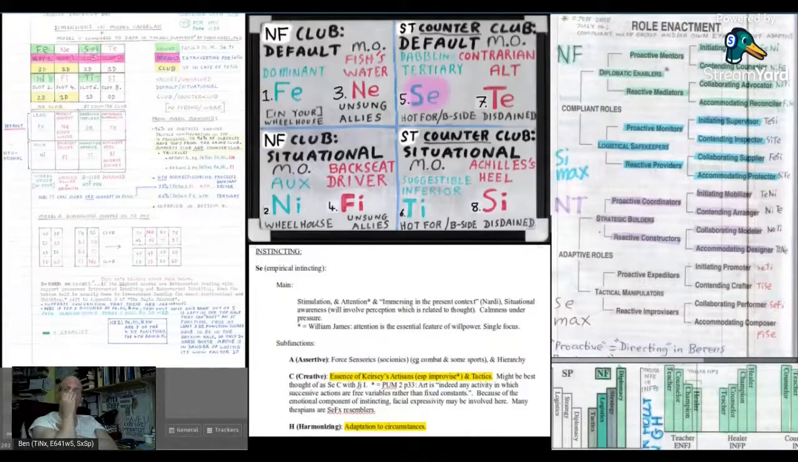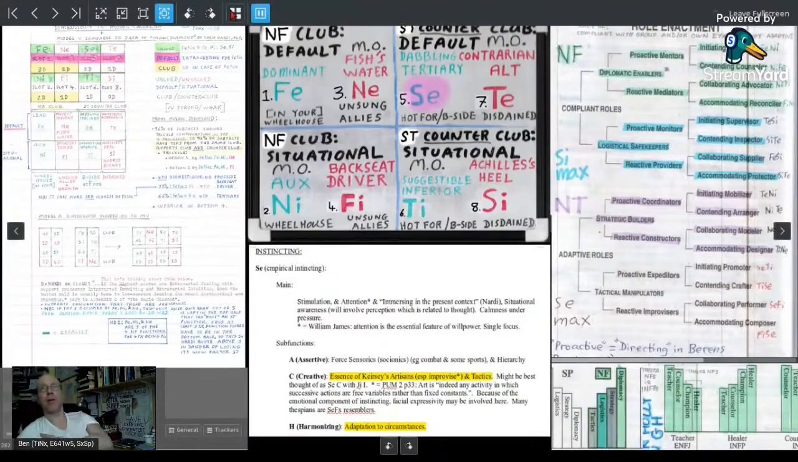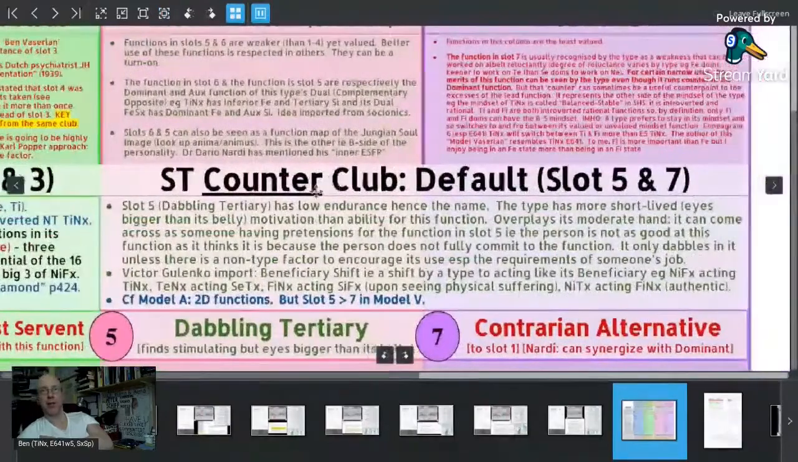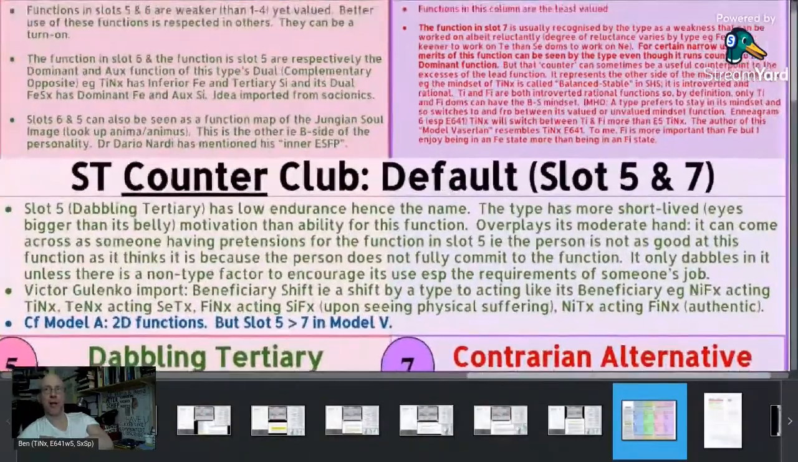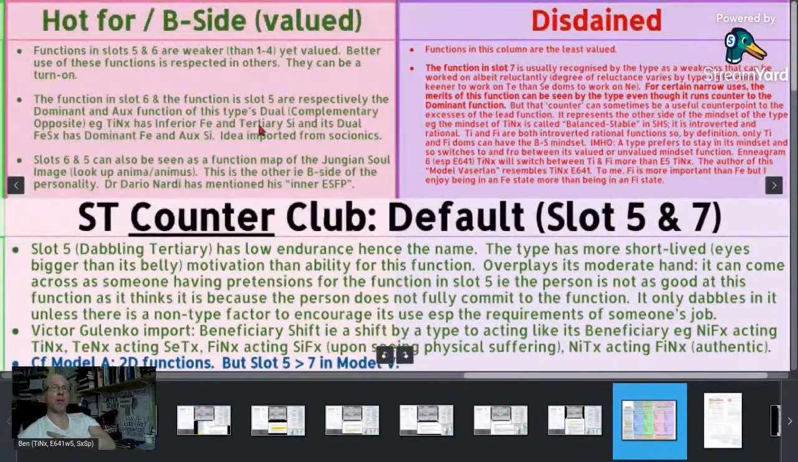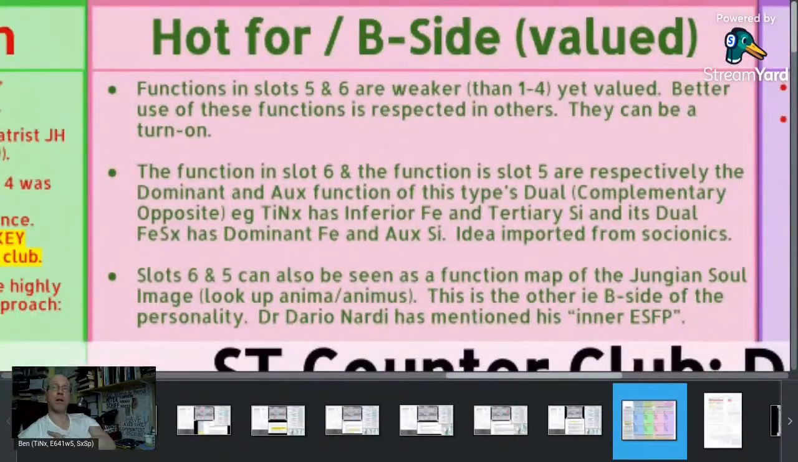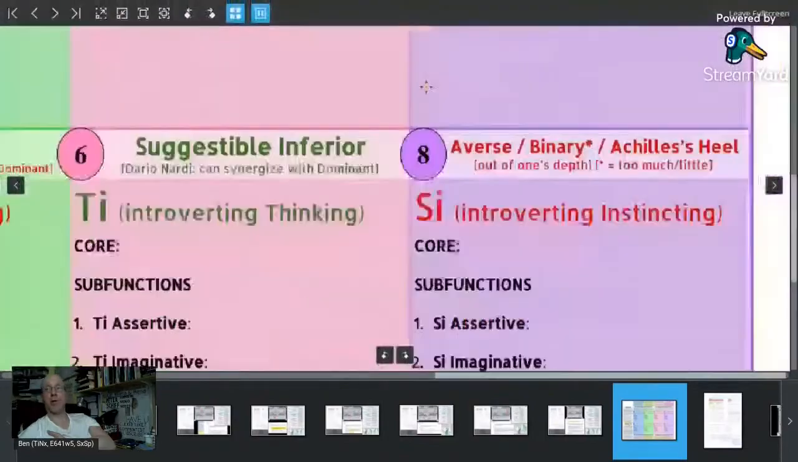I describe this as eyes are bigger than its belly. I can actually put something on screen that's a bigger explanation of that. So if you just pause that, that will be a bigger explanation of what that slot 5 does, of how it's dabbling, why it's the dabbling tertiary. And then you've got a bit more information there on the functions in this column, if you want to pause that. And then I'll do it for the next one as well.